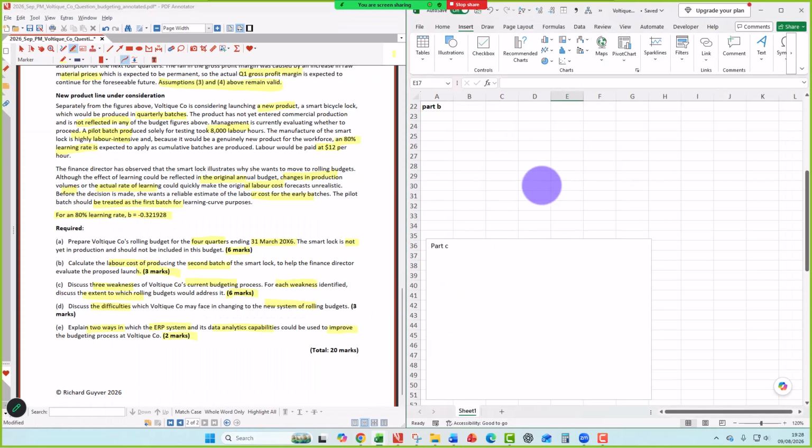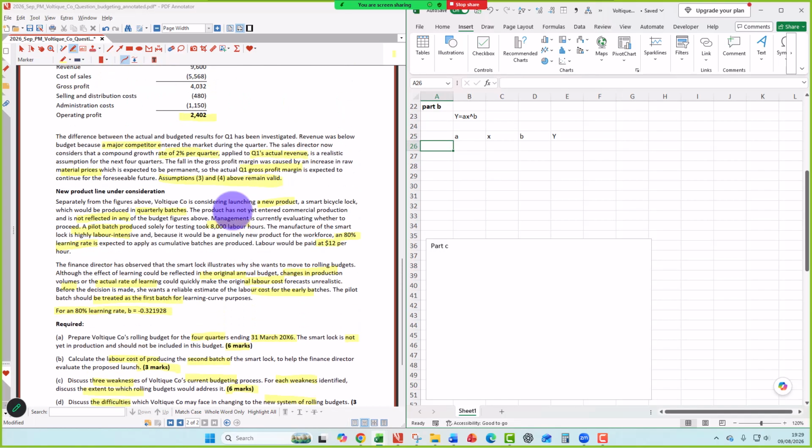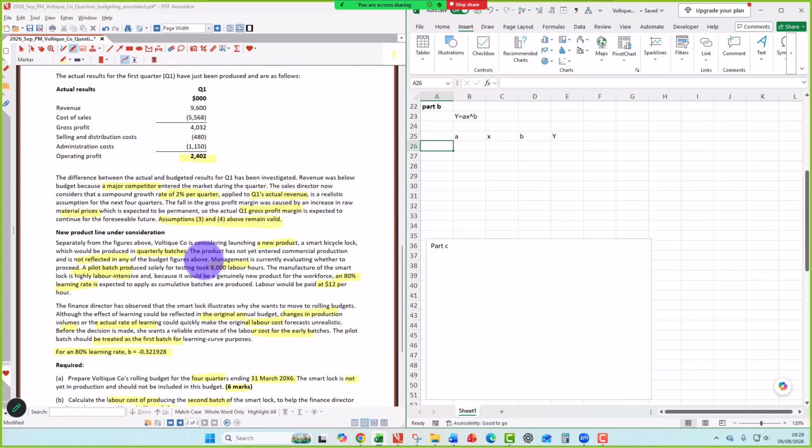Anyway, the approach I like for learning curve is to use, I call it the horizontal approach. I'll just put the formula up here just so we don't have to keep jumping back. And I just write a small table out for each of these. And what we're told is the first batch of this product, of this new lock, took 8,000 hours. And then we need to do the calculation, if you like, for the second batch.